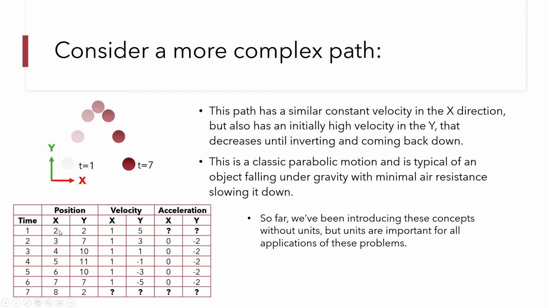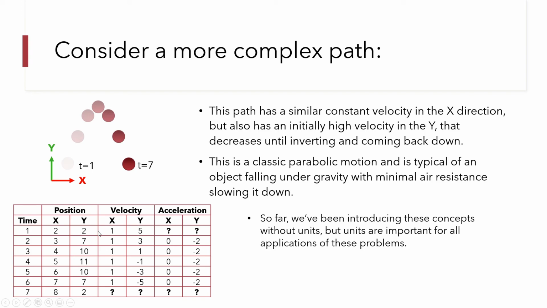we can see that the x is linearly increasing, so it's just 2, 3, 4, 5, 6, 7, 8. Well, actually, it stops at 8. It's increasing linearly, so its velocity is staying constant. And the y starts off with larger changes, so it goes 2, 7, 10, 11, 10, 7, 2.